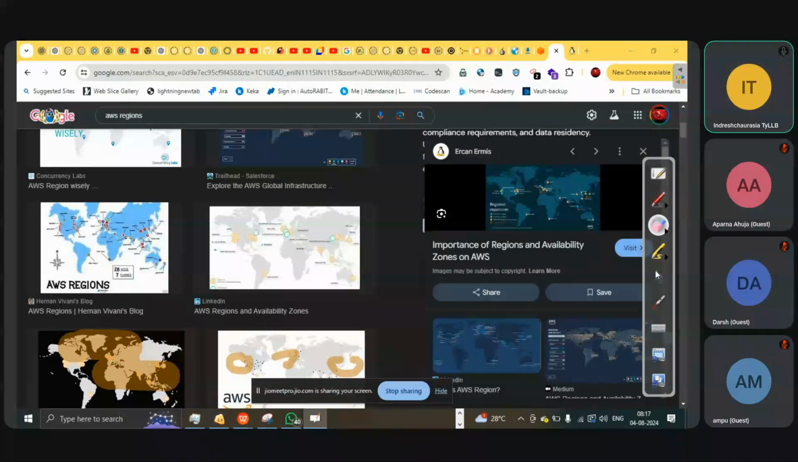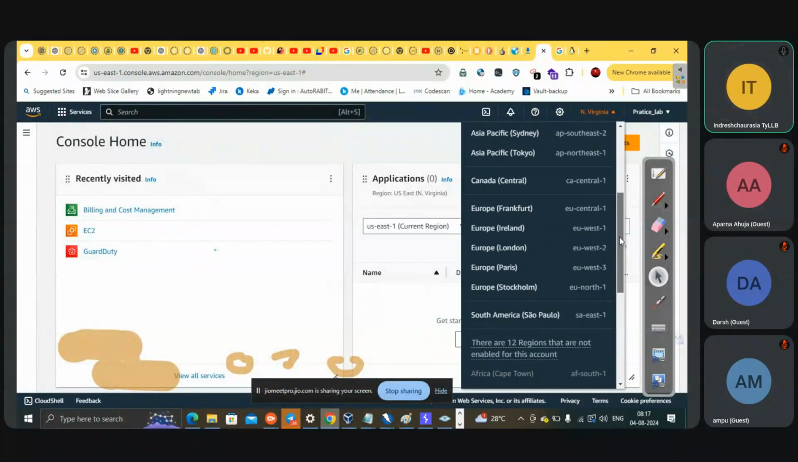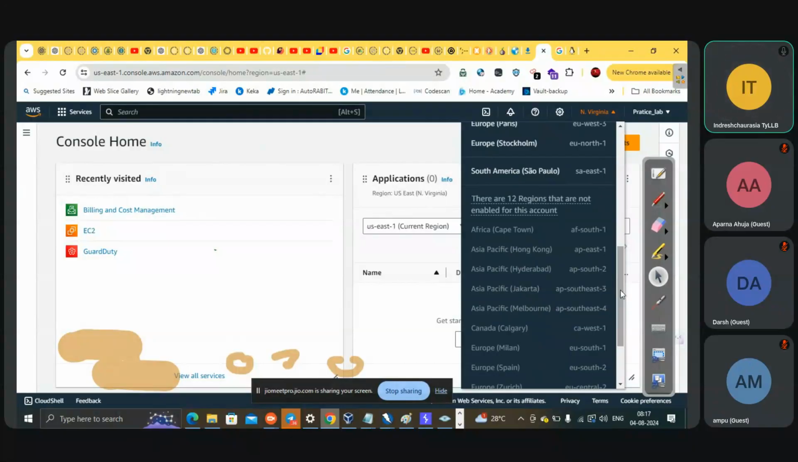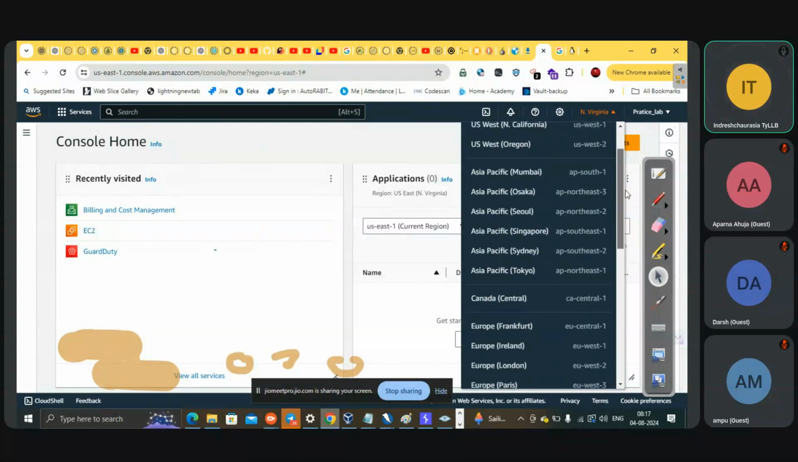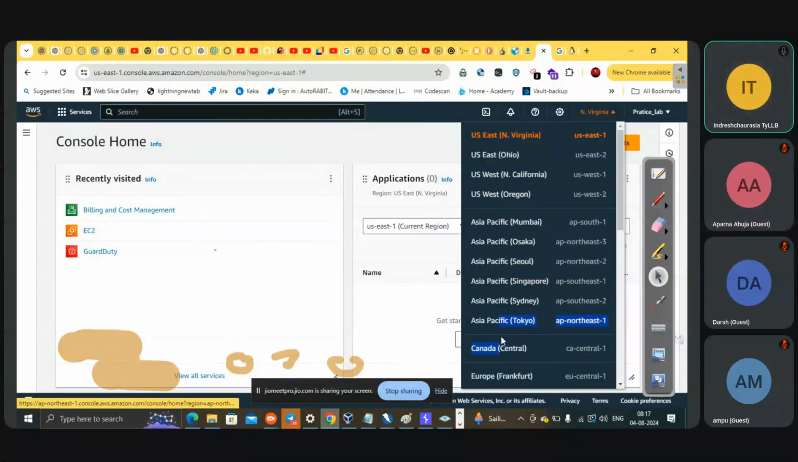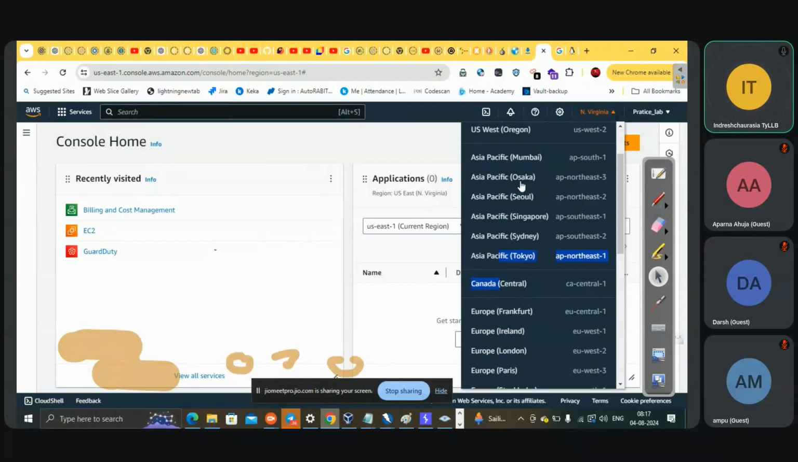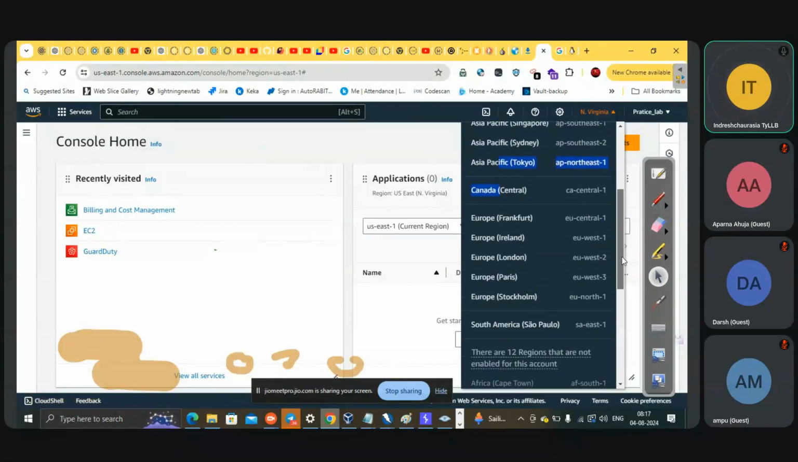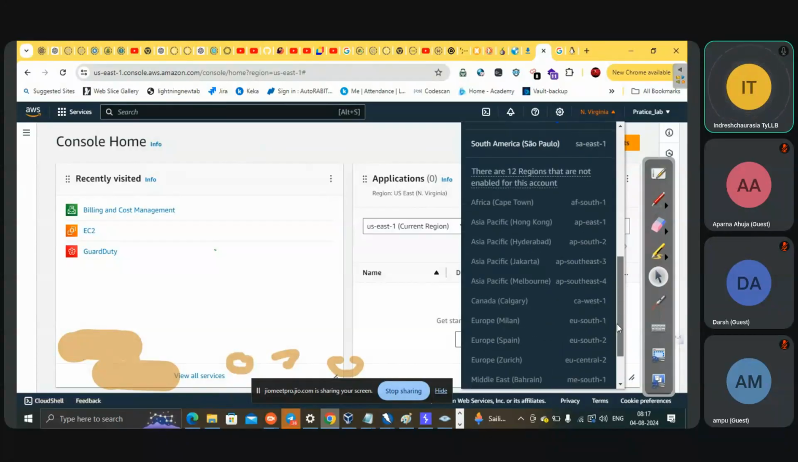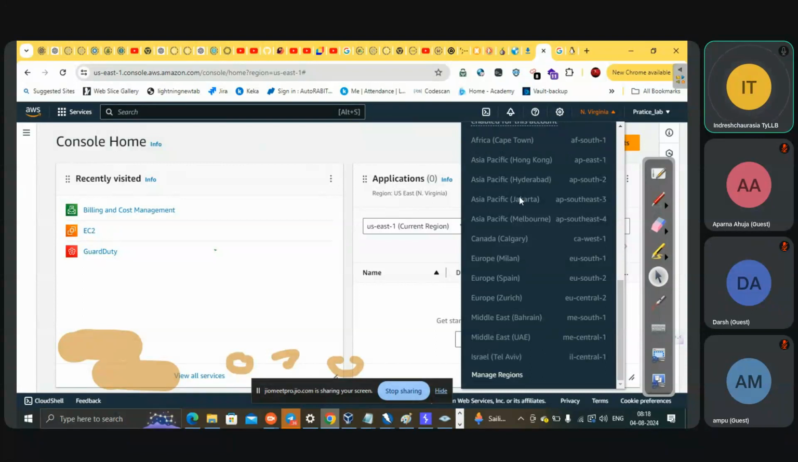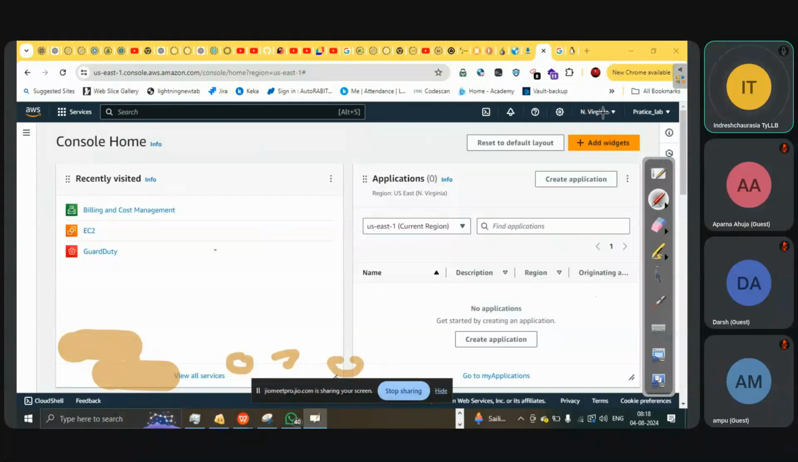Now how you can see it in the portal. When I click here, these are whatever we are seeing in the picture. So these are the data centers. When you are setting up any kind of server, you just have to choose a particular region. In the US: Virginia, Ohio, California, Oregon. If you want to choose Asia, in Mumbai they have one data center. Also Seoul, Singapore, Sydney, one in Tokyo. In Europe: Frankfurt, Ireland, London, Paris, Stockholm. South America, São Paulo, and these many servers.